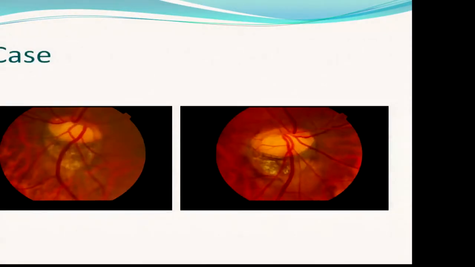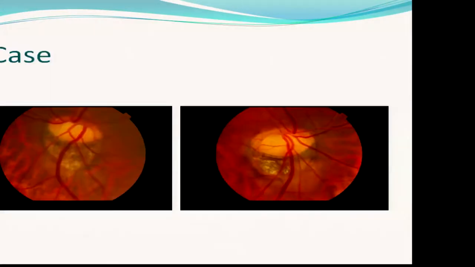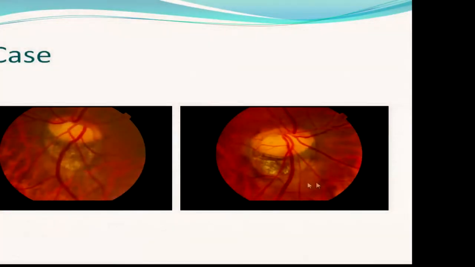So this is the optic nerve. I want you to have a look at it, because this is how tilted discs look. I think this is very typical. You can see here the disc is tilted vertically. And what is a tilted disc? How does it happen? Can anyone in the audience say?